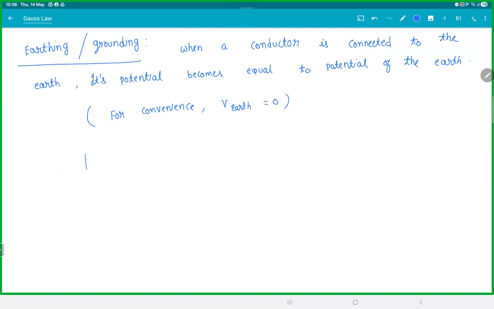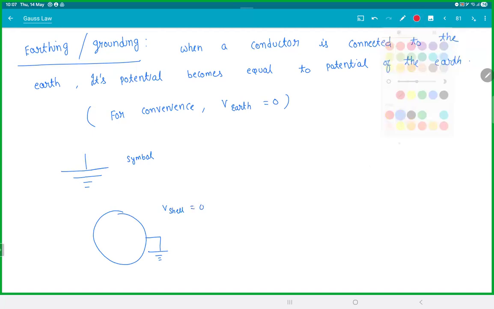So this is the symbol for grounding. One line and something like this, you'll have three lines here. So this is the symbol. You see the symbol, meaning it is grounded. What happens when you ground something? Potential becomes zero. That's it. It does nothing, no magic tricks, nothing. The potential of the shell becomes zero.